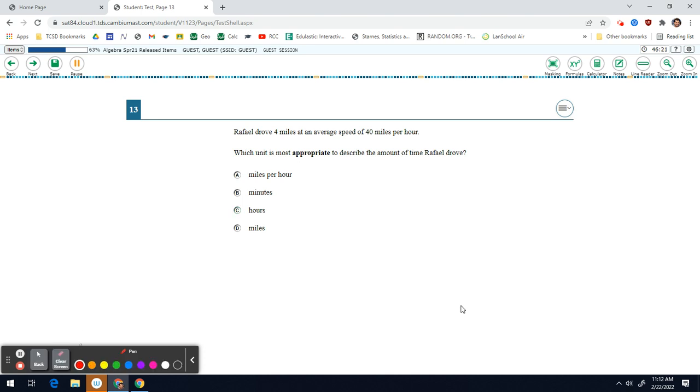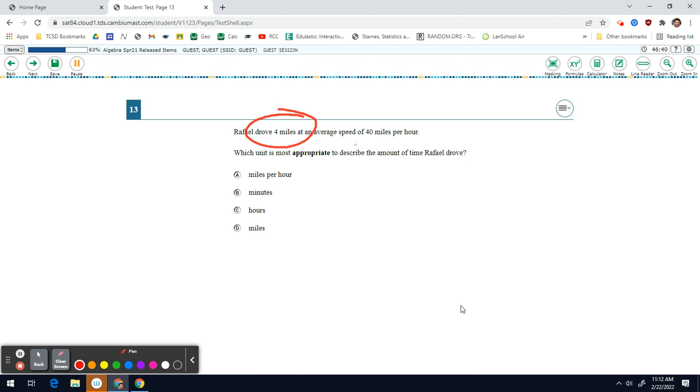This is really not any topic. This is a units choice problem, which is kind of odd to be in algebra. But the idea is the following, right? You're driving. You're only driving 4 miles. So if you think of driving 4 miles, that's like from here to maybe Macedonia, right?